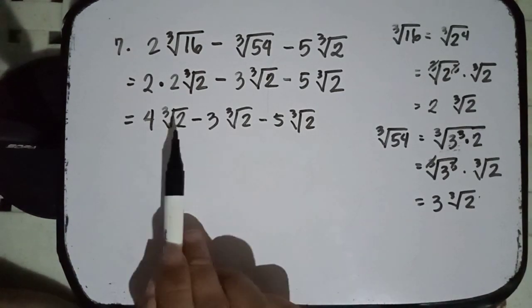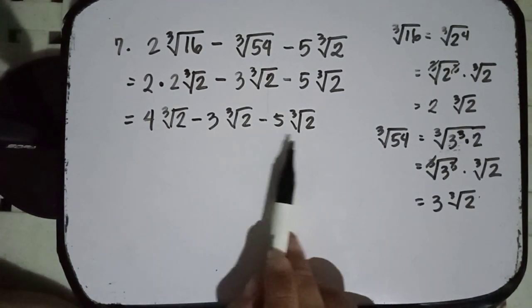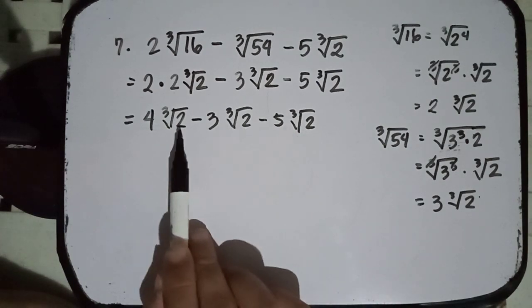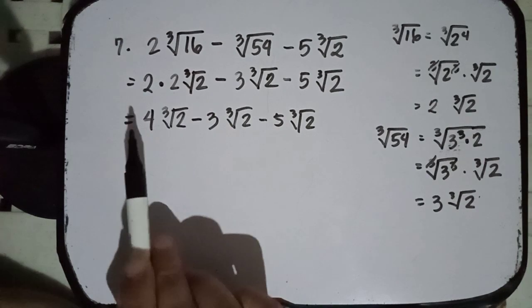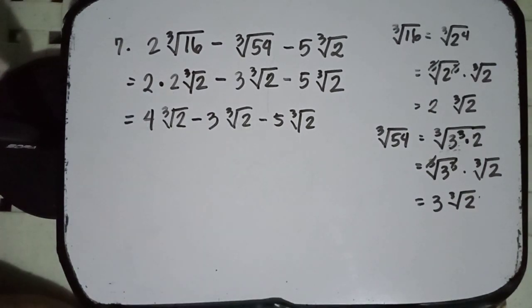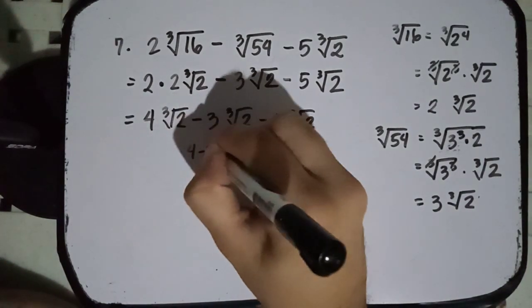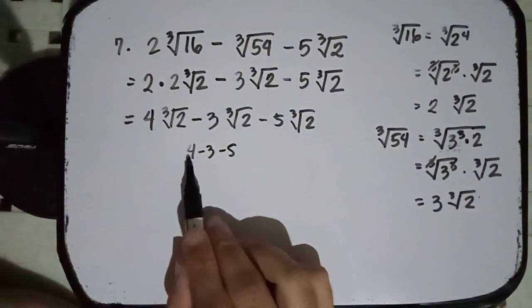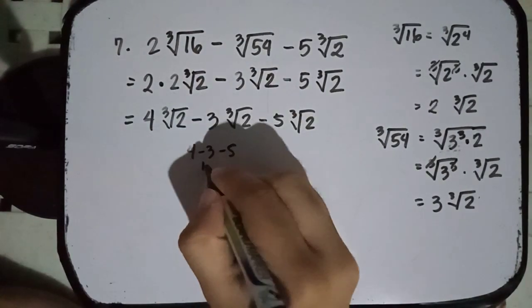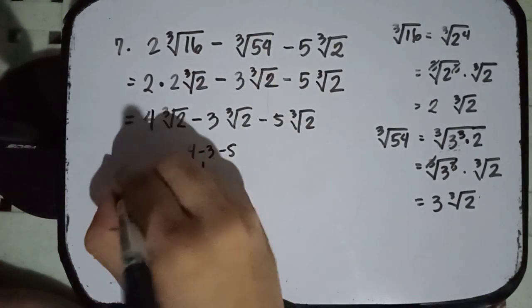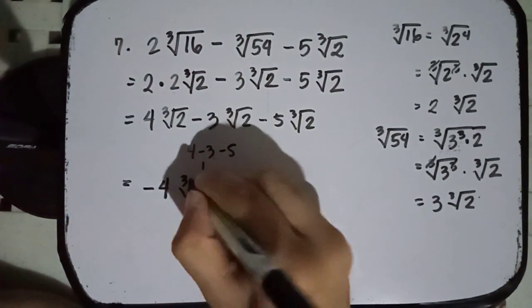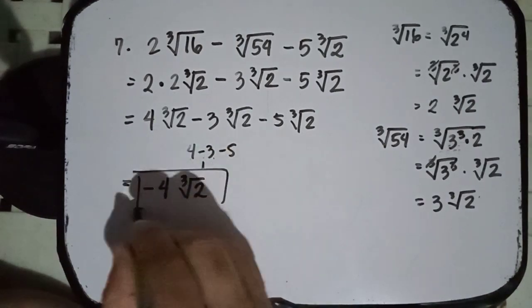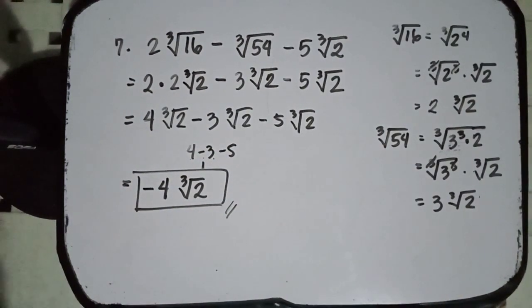Now we have like radicals, no, pare-parehas na yung radicals, cube root of 2 po. Okay, kaya pwede natin pagsamahin yung 4, negative 3, tsaka negative 5. So, 4 minus 3 minus 5. So, 4 minus 3 equals 1. Then, minus 5 equals negative 4. Kaya, ang sagot po ay negative 4 cube root of 2. Sana maliwanag sa inyo.